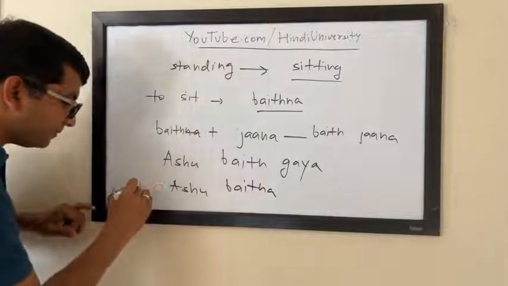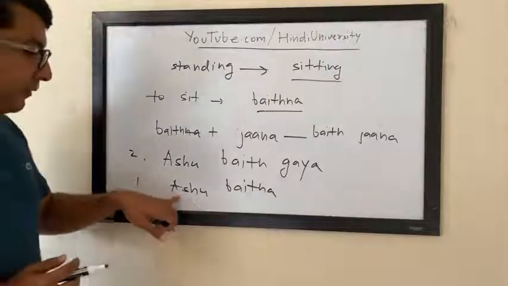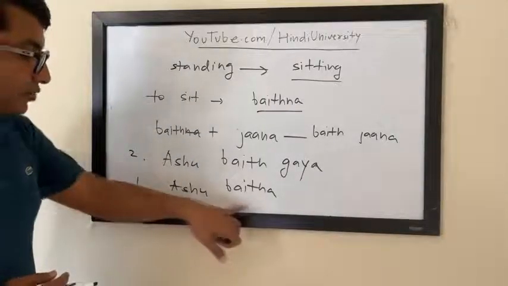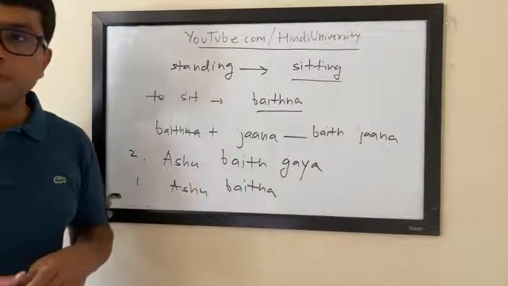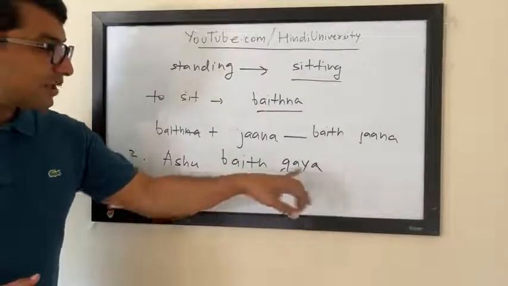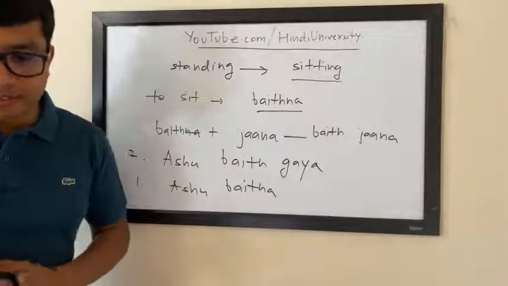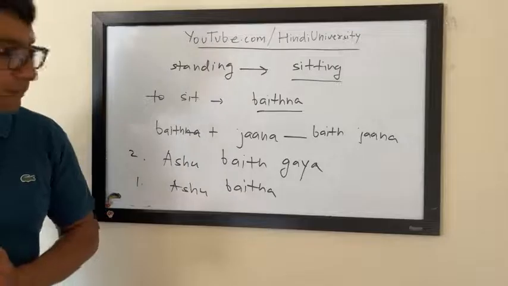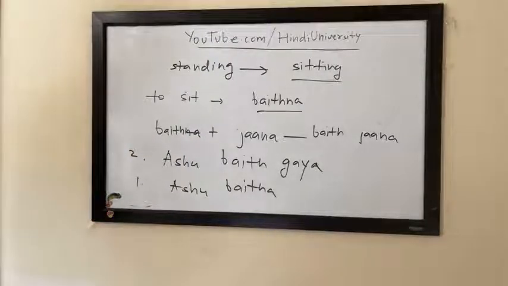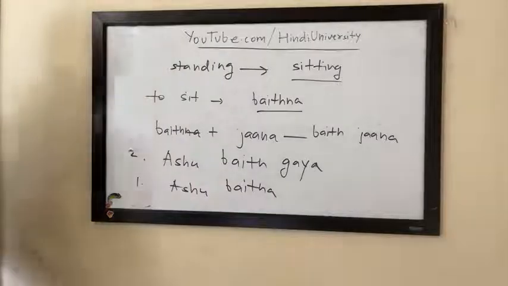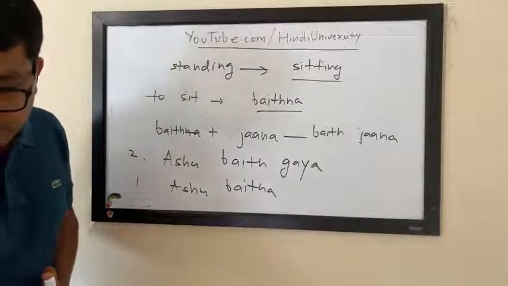This is your typical past indefinite form, right? Ashu baitha versus Ashu baith gaya, where you have the extra part of jana in the past tense to compound the meaning of the main verb baithna. Still hard? Anyone has any comments on this one?